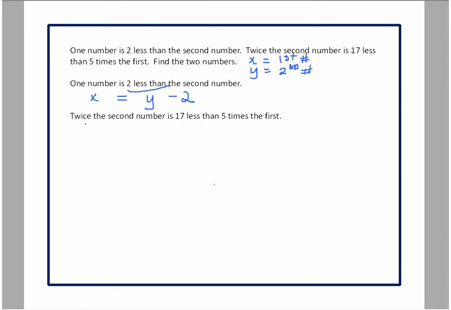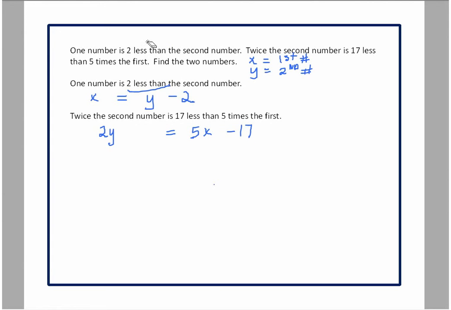Now on the second equation, we have twice the second number. Well, twice something means 2 times, and in this case the second number, so that's 2 times y. And then is equals. And 17 less than 5 times the first. Well, 17 less, we're going to be subtracting 17 from 5 times the first number, which we can write as 5x. So that becomes 5x minus 17.